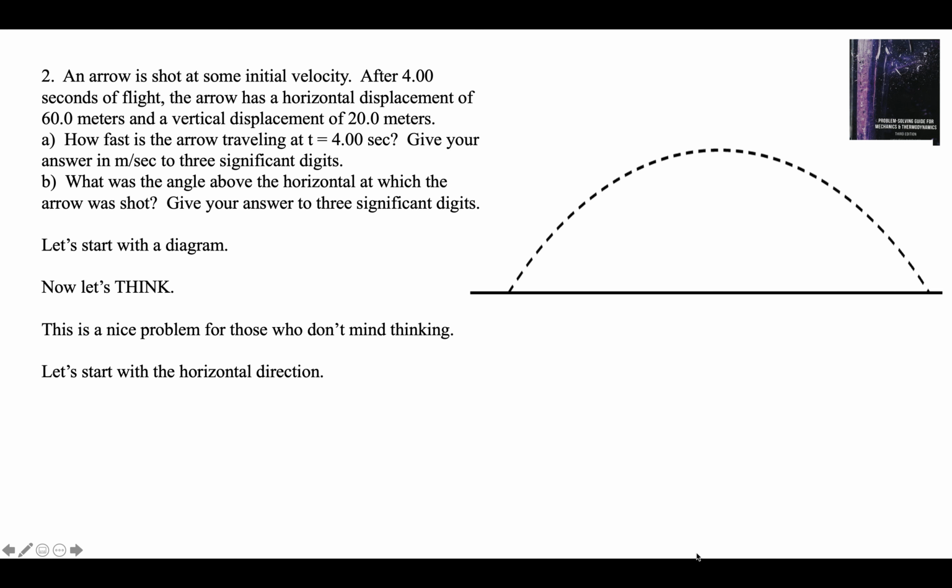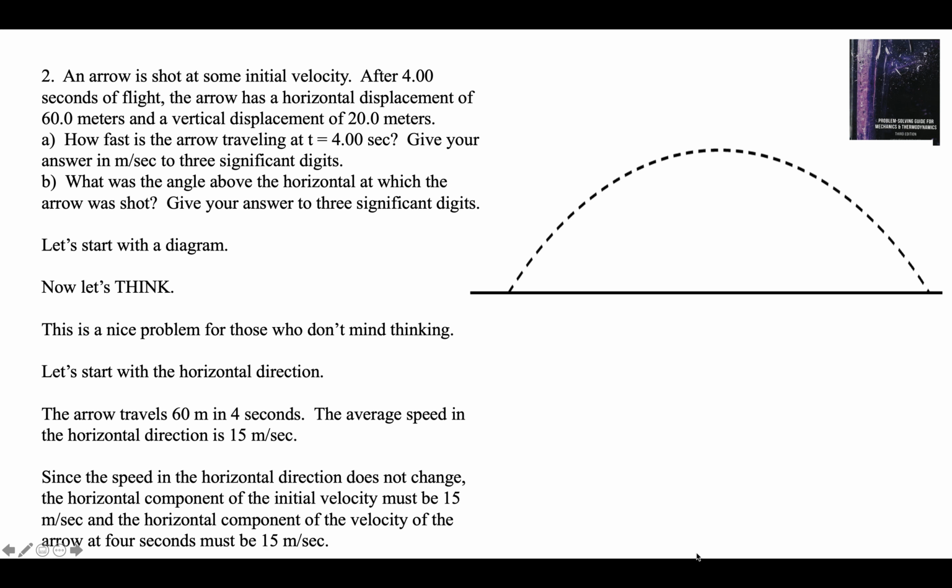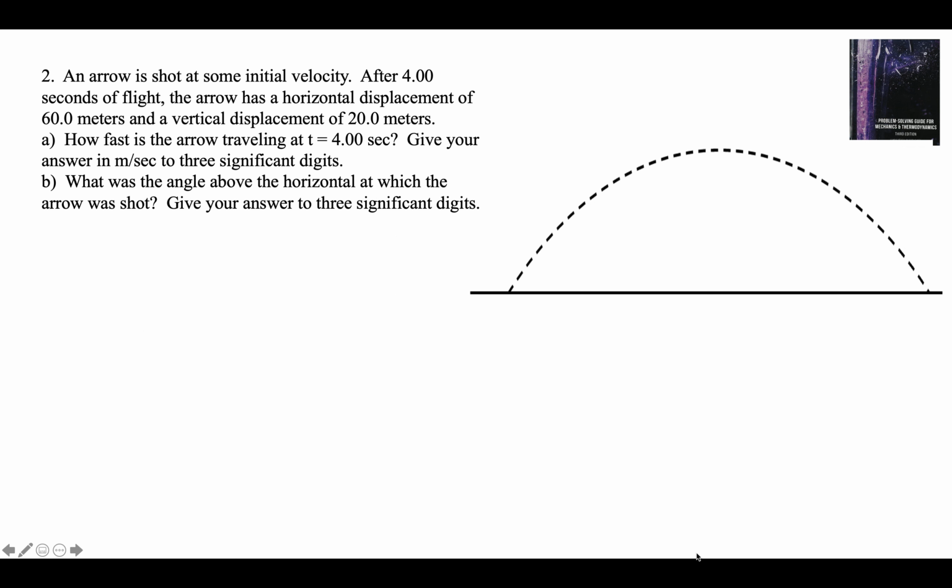Let's start with the horizontal direction because that's always the easiest direction. Pretty boring. Speed doesn't change. The arrow travels 60 meters in 4 seconds. The average speed in the horizontal direction is 15 meters per second. Since the speed in the horizontal direction never changes, the speed in the beginning in the x direction is 15 meters per second. The speed in the x direction at 4 seconds is 15 meters per second. The average speed over the whole flight horizontally is 15 meters per second. So, check that off our list.